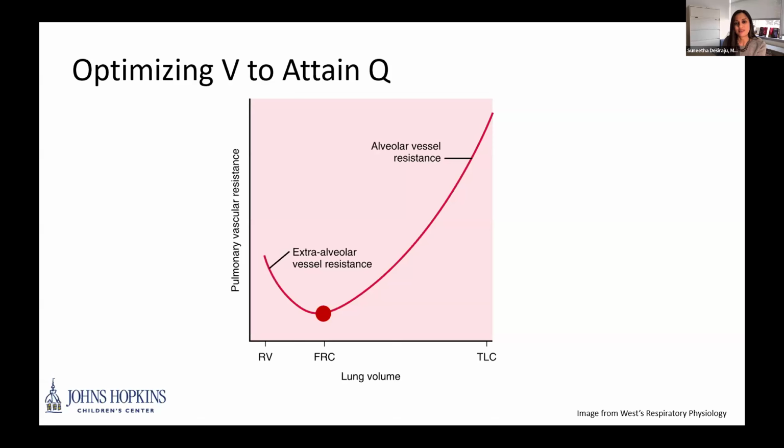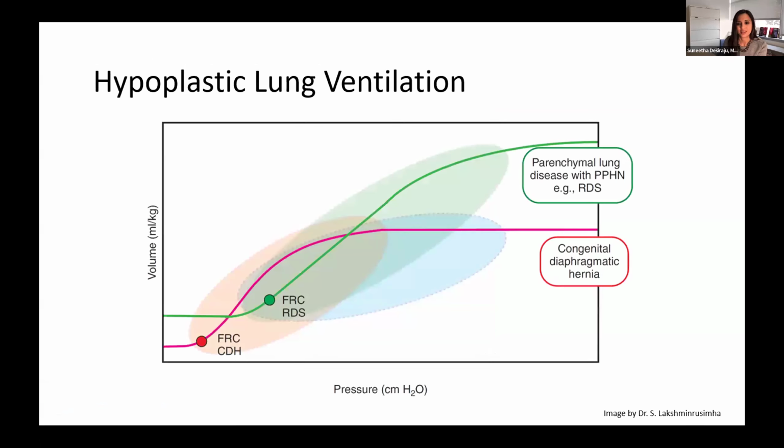So how do we find FRC in patients with CDH? This image was created by Dr. Satyan Lakshminarasimha, who most of you may have heard of as a phenomenal medical illustrator, as well as expert in all things PPHN, especially CDH. And I want to point out a couple of things on this graph. The first is that we find FRC at a lower point in CDH than we do in RDS. And CDH is shown here in pink versus RDS or any other typical neonatal lung disease in green. So FRC is achieved with a much lower PEEP in CDH than in the average NICU baby.